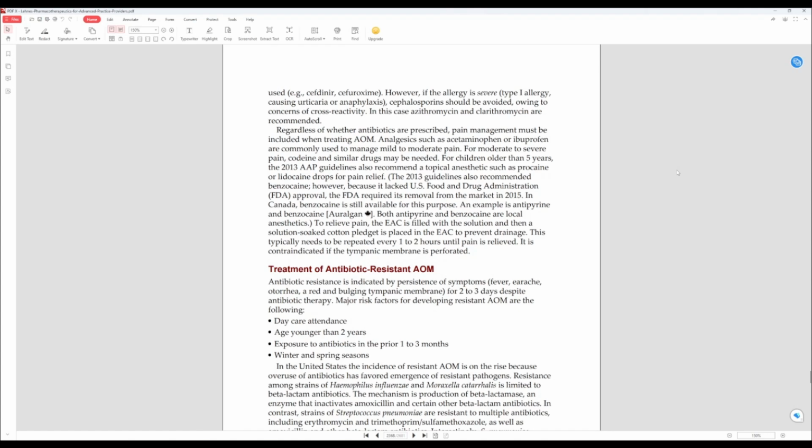Regardless of whether antibiotics are prescribed, pain management must be included when treating AOM. Analgesics may include Tylenol or ibuprofen, which are commonly used to manage mild to moderate pain. For moderate to severe pain, codeine or a similar drug may be necessary. For children older than 5 years of age, the 2013 AAP guideline also recommends a topical anesthetic, such as procaine or lidocaine drops for pain relief.